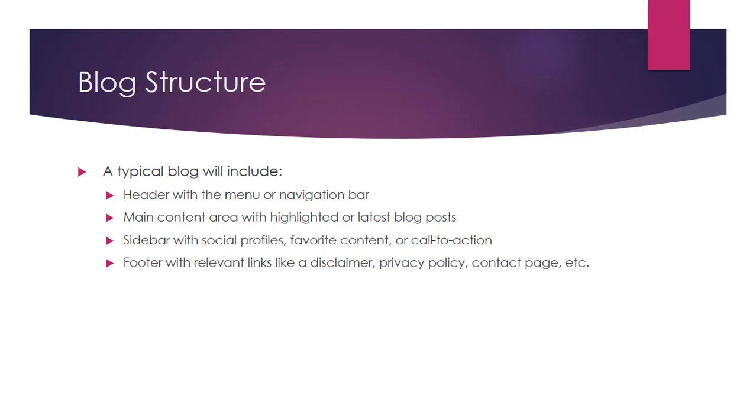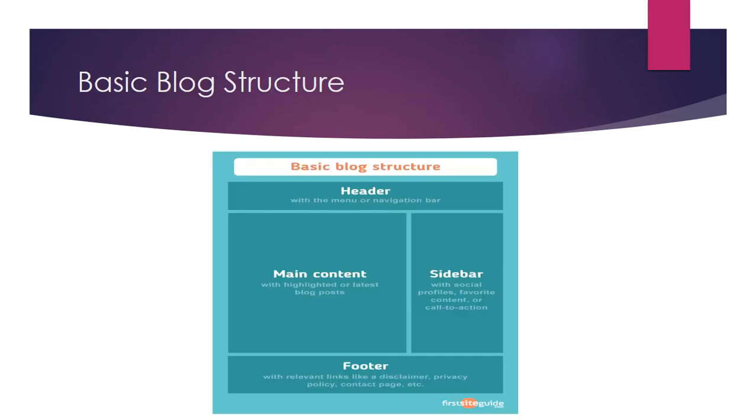And then there's usually a footer at the very bottom that has relevant links to the blog, like any type of disclaimers or privacy policy or a link to a contact page. Any of that sort could go down at the bottom of the page in the footer. Here's a little template of what that basic blog structure would look like: the header, main content section, sidebar, and footer at the bottom.